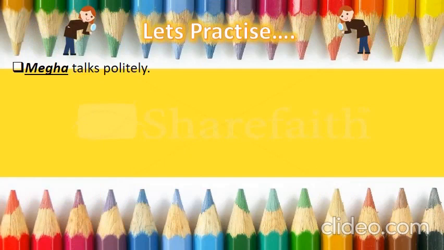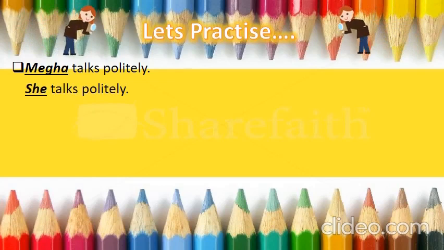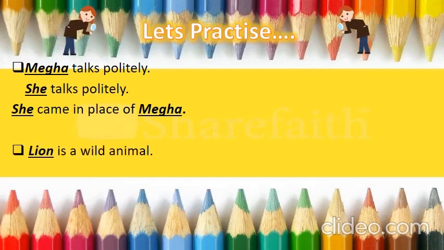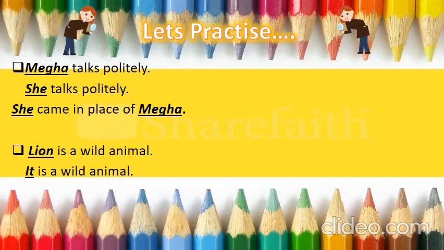So let's see. Megha talks politely. In place of Megha, she talks politely. So here she came in place of Megha. Now let's move to next. Lion is a wild animal. It is a wild animal. So here which word came here? It. It came in place.